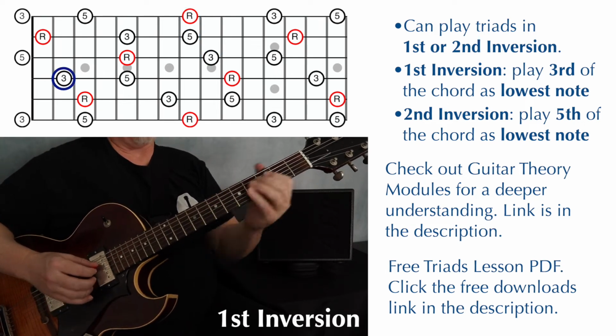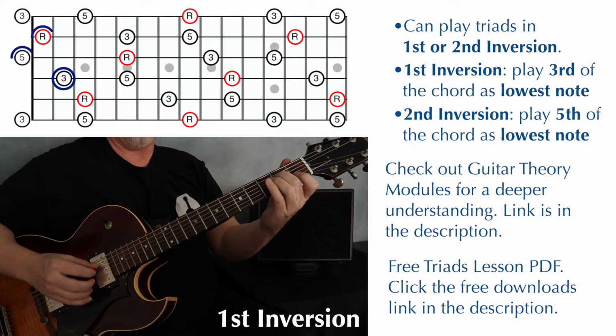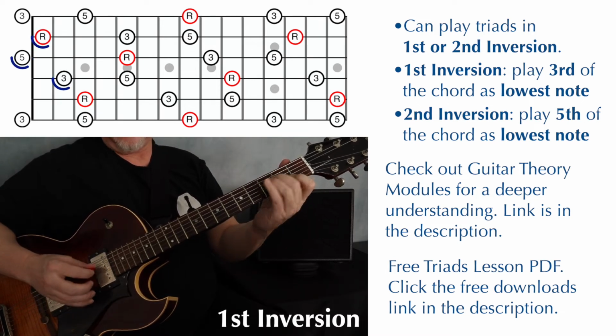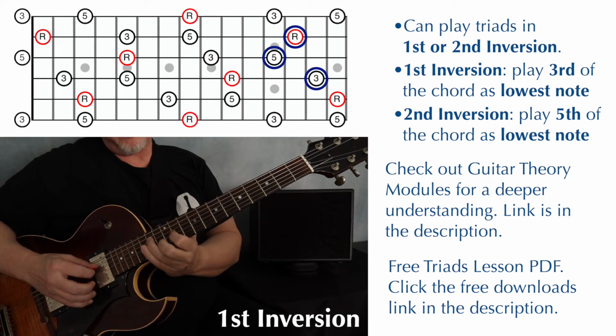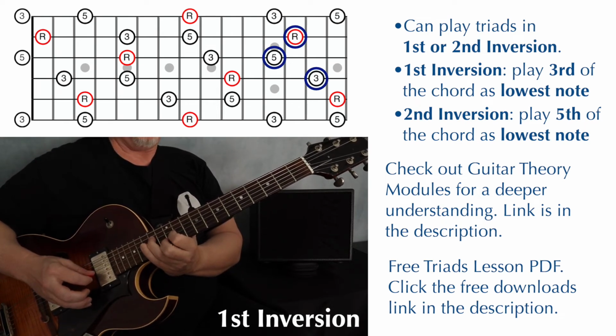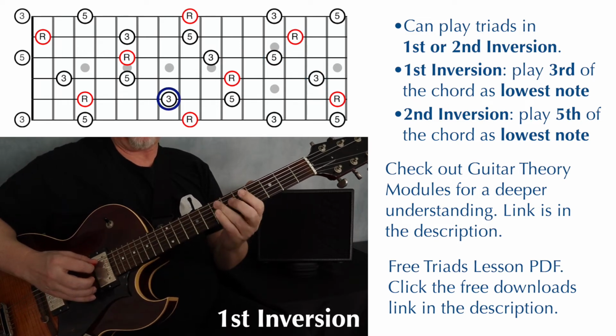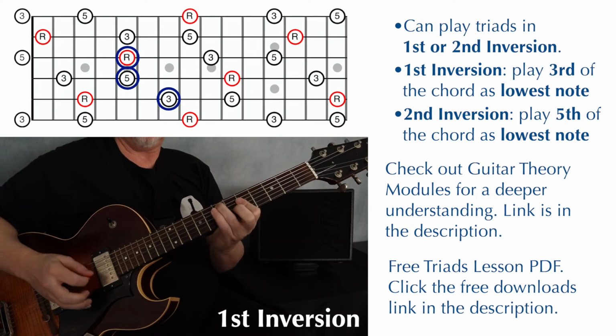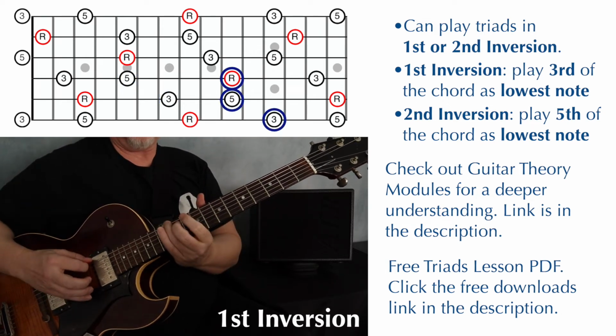And here's another 3rd on the 4th string. So we have 3rd, 5th, and root. You could also do that up here, 3rd, 5th, and root. And here's a 3rd on the 5th string, 3rd, 5th, root, and on the 6th string, 3rd, 5th, and root.